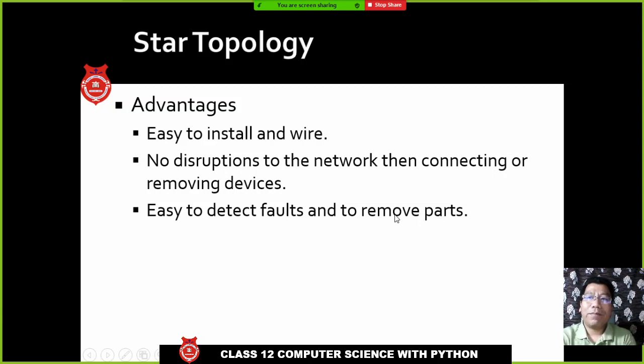It is also easy to detect faults and to remove parts. For example, if one computer cannot access the network, that means there is some problem in that specific computer's cable.